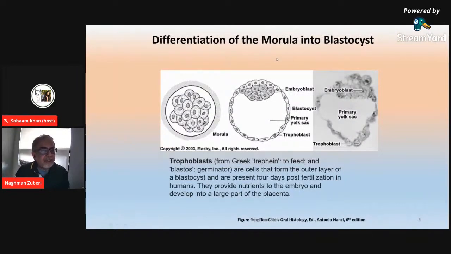In the beginning, there is differentiation of the morula into the blastocyst. Here, the trophoblasts start appearing. Trophoblasts are the cells that form the outer layer of a blastocyst, and they are present 4 days post fertilization in human beings. They provide nutrients to the embryo, and then they develop into a large part of the placenta.